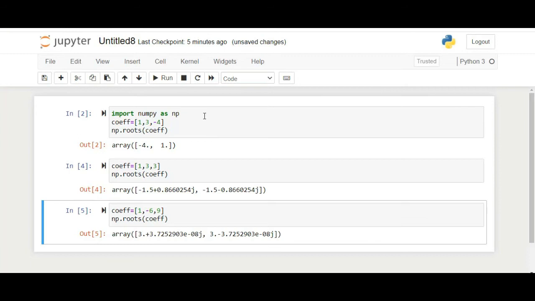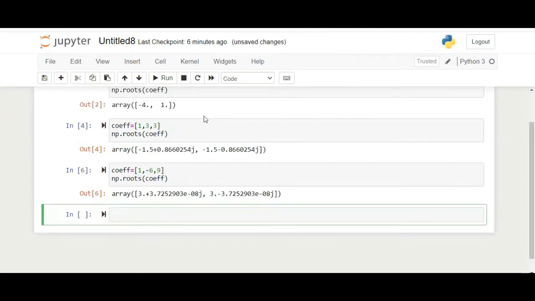Next we will take another equation, but we shall change it a little bit now. The coefficients are 1 comma 2. So I am not taking the third coefficient, the constant term.